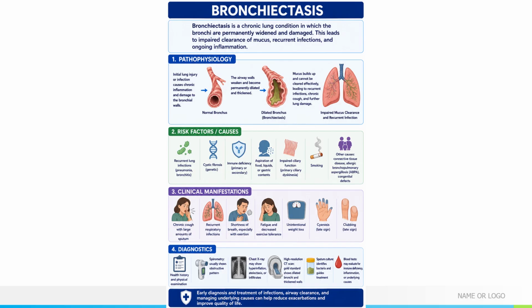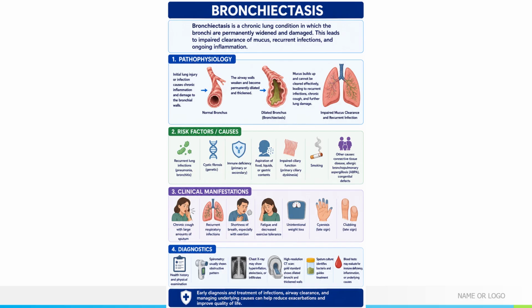This is a chronic condition characterized by permanent dilation and destruction of the bronchi, and it's due to repeated inflammation and infection. So unlike asthma, where airway narrowing is reversible, or COPD, where airflow limitation develops gradually, bronchiectasis involves irreversible structural damage to the bronchial walls. So once the bronchi become damaged and stretched, they cannot return to their normal size. And the hallmark of bronchiectasis is poor mucus clearance, leading to repeated infections, ongoing inflammation, and progressive lung damage.